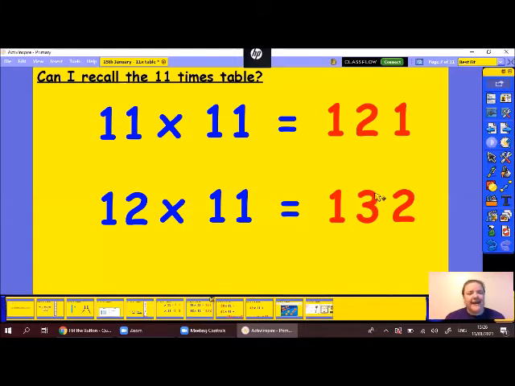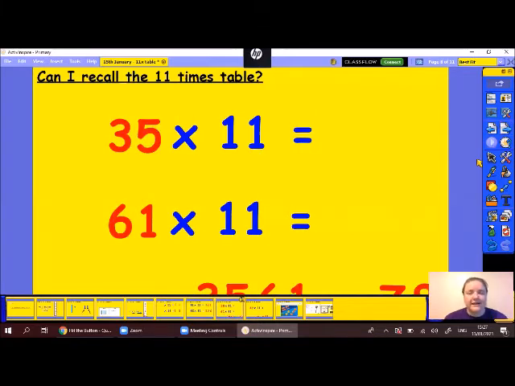Isn't that clever? And you know, that works with any 2-digit number that you multiply by 11. I'll show you. If we've got 35 times 11, that sounds quite tricky, and 61 times 11 too. Why not pause the video and have a go with our new trick and see if you can work out what the answers are.